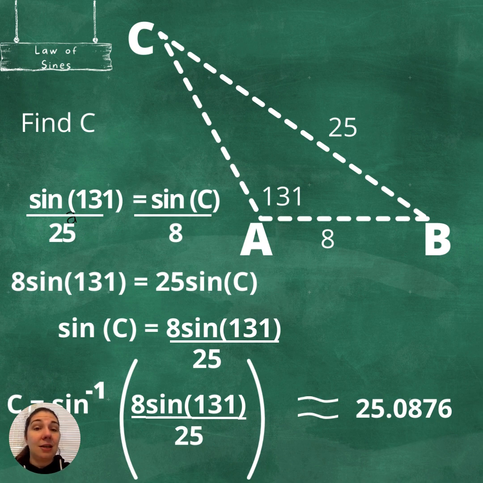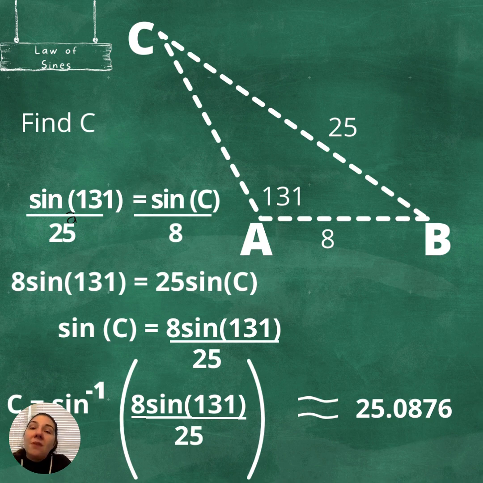So 8 times the sine of 131 is equal to 25 times the sine of angle C. I want to isolate the sine of C, so I divide both sides by 25. So I get 8 sine of 131 over 25.